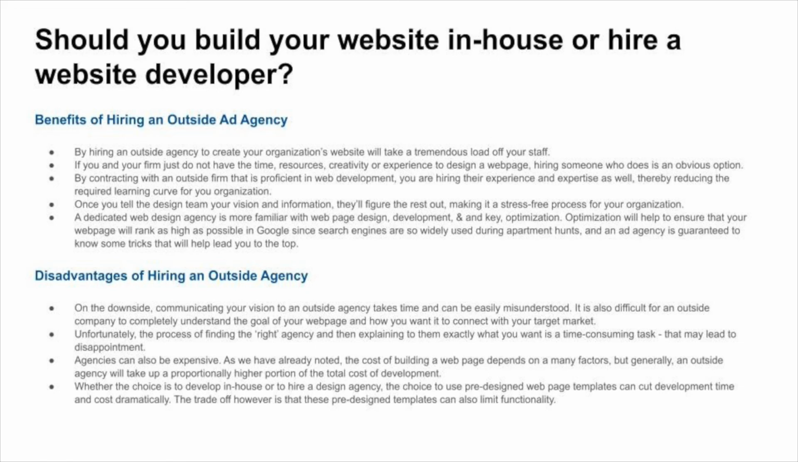And a dedicated web design agency is more familiar with web design processes, development, what works, what doesn't work. So again, it helps optimize the whole process a little bit better. But it's not perfect. There are disadvantages.